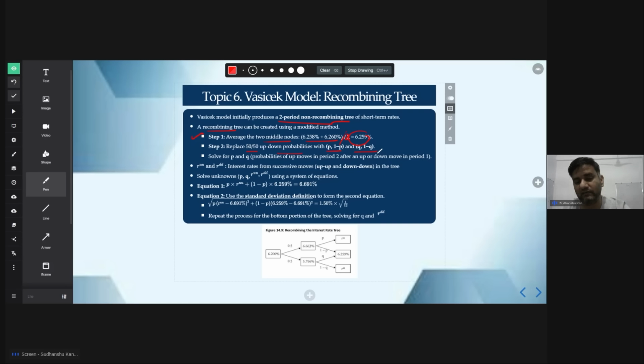Expected value of the rates, right. Why are we doing it? Because the tree should still match the expected value of the rate and the variance, and then you solve the system of equations for P and Q, right? And then you try to find the answer. So how do you solve for P and Q here? If I have to find the expected value, what do we do here?